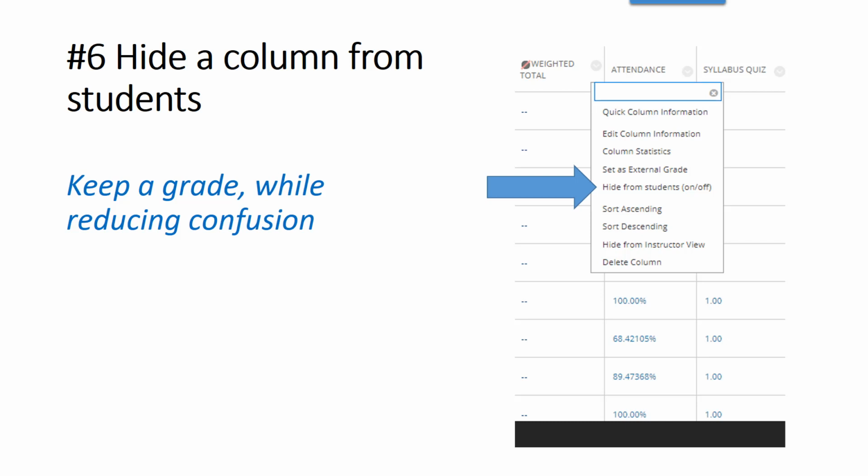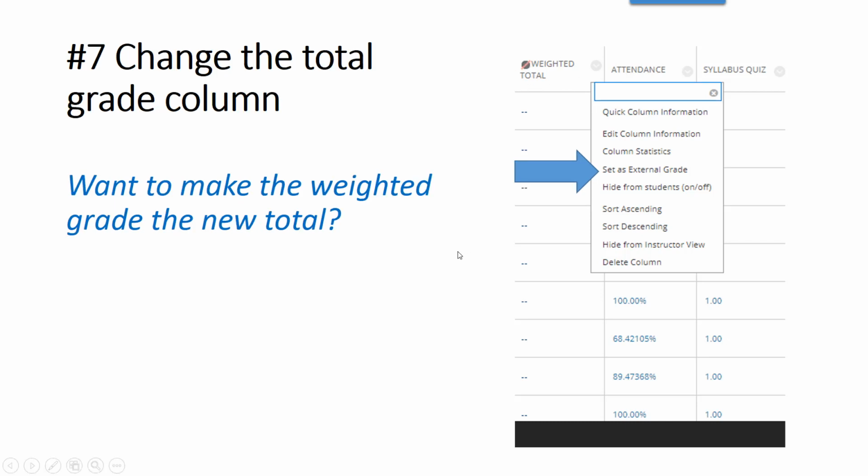Sometimes you want to hide a column from students, so maybe students submitted something and you want to keep it, but it is not actually featuring somehow in the final grade, and it might be confusing to students. Maybe you aren't counting attendance because everything's changed, but you want to keep their attendance, so maybe you just want to hide that column. You can hide from students and turn that on and off, and if it's hidden, you'll see this little red line through it.